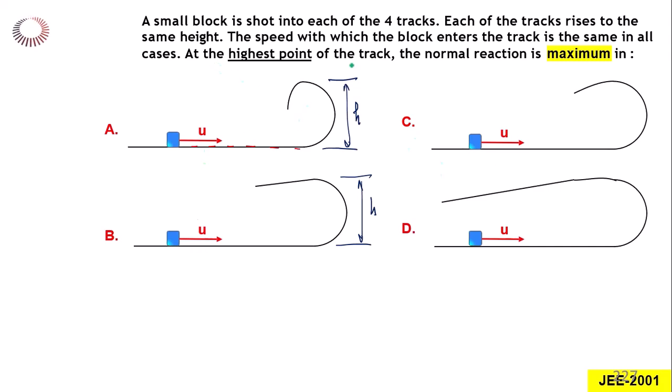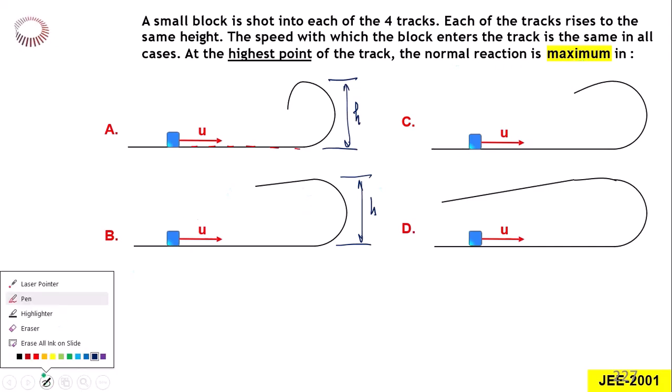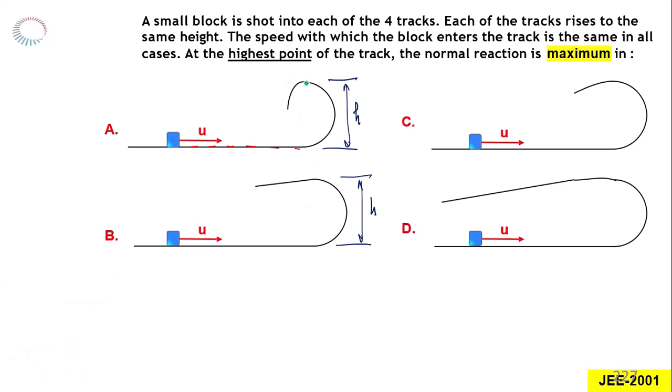At the highest point of the track, in which case is the normal reaction maximum? You are asked to calculate the normal reaction at the highest point. Normal reaction, that means let us see this point. At this point. Okay. So all are having the same height.